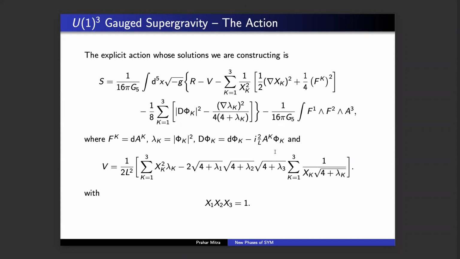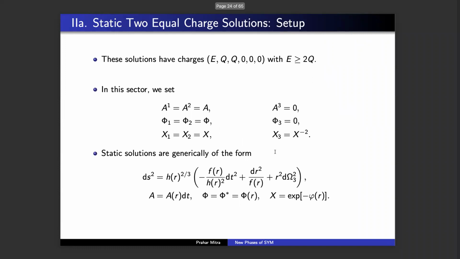Okay, so here it is, the explicit action that we're working with. In principle, all you have to do is find equations of motion and solve. That's the entire problem that I'm trying to solve over here. Let's start with the two equal charge setup, where it's a static solution, so J1 equal to J2 equal to 0, and two of the charges are equal. The third charge is set to 0, and this is a generic non-supersymmetric black hole. So my E is arbitrary, and E is greater than 2Q, which is the BPS bound.